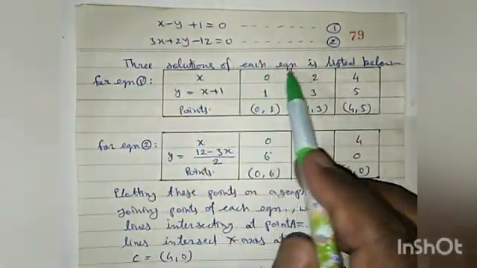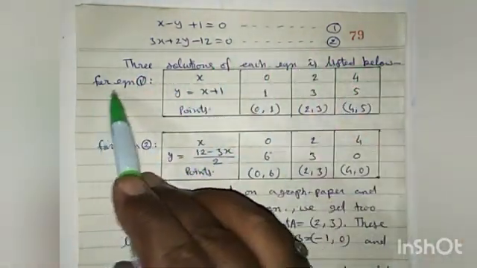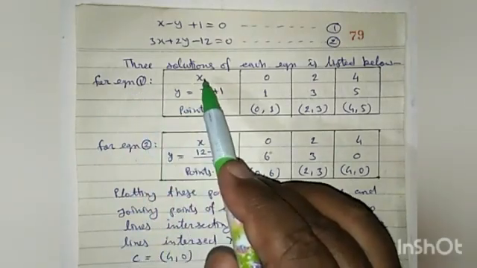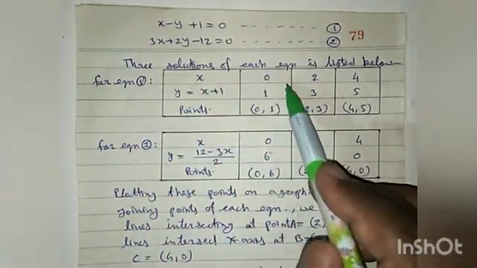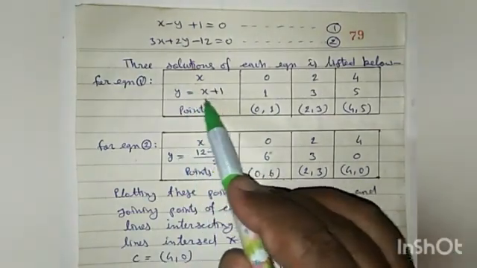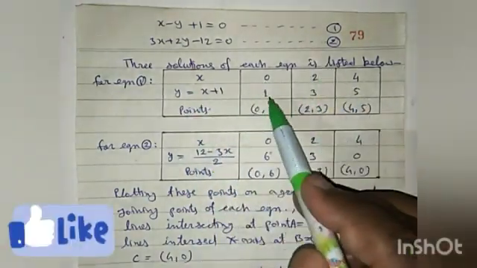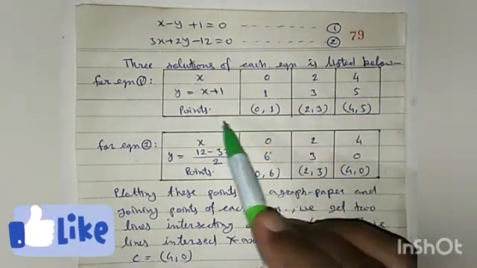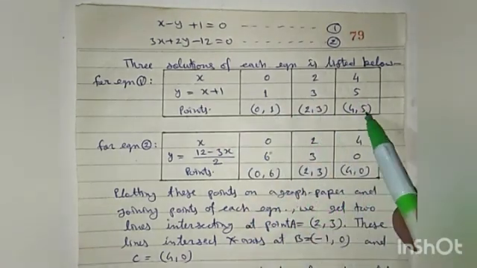Three solutions of each equation are listed below. Here for equation number 1, x is equal to 0, 2, 4 and y will be equal to x plus 1. So putting the value of x, we get y equal to 1, 3 and 5. So the points are 0, 1, 2, 3 and 4, 5.